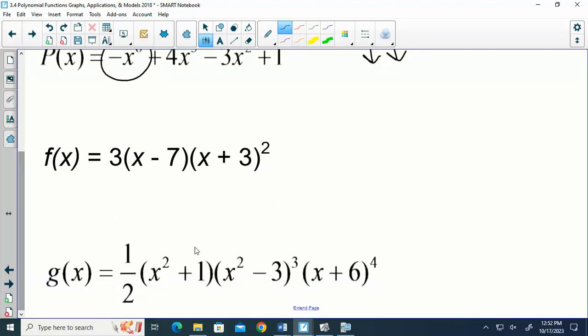Alright, these are a little harder because they're in factored form. But we have to think, if I multiply this out, what would be my leading term? So you have that 3 and x. This parenthesis, we would end up with an x squared, right? So when we multiply it all together, we would have a 3x to the third. So what's the end behavior? Down, up. It's like our normal cubic function.